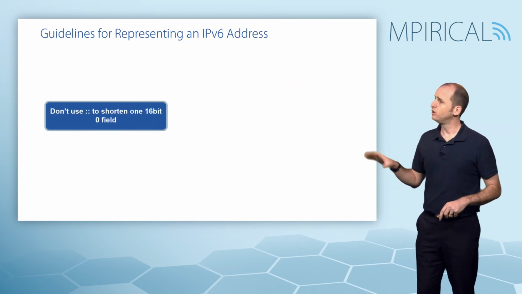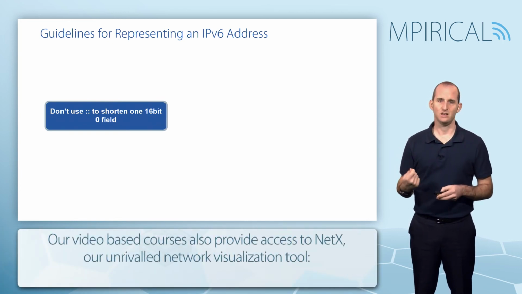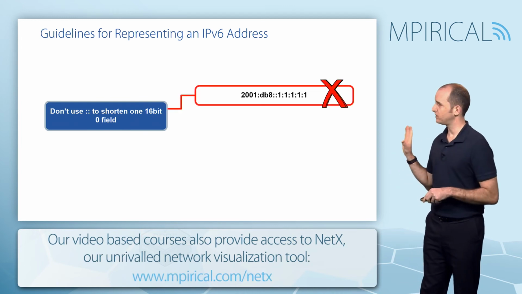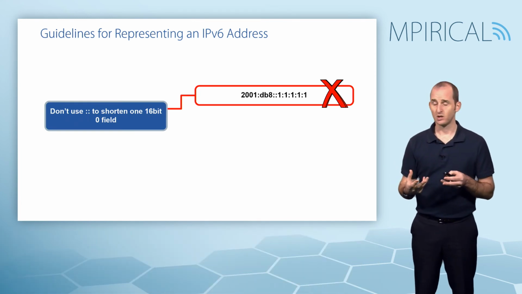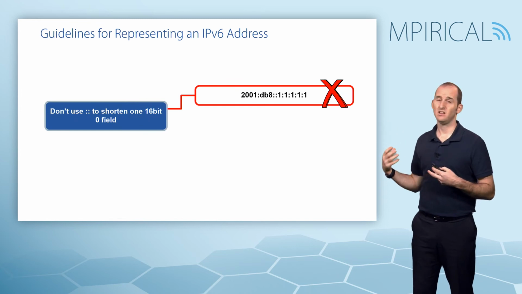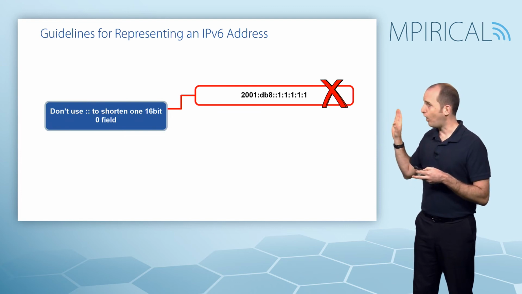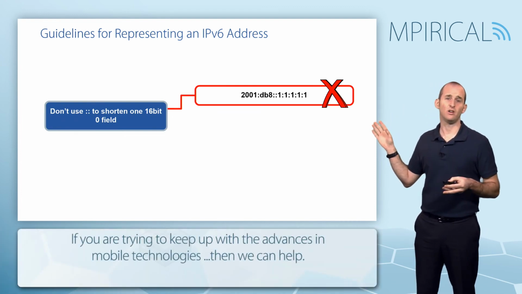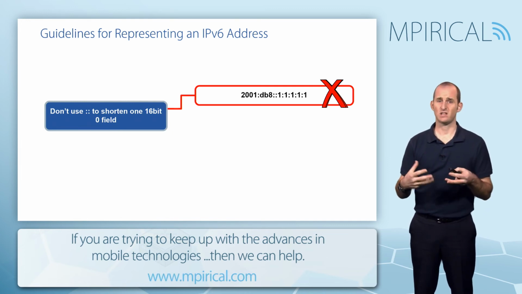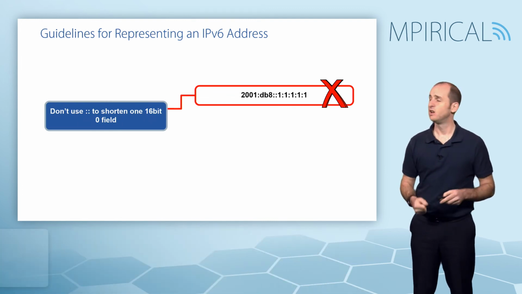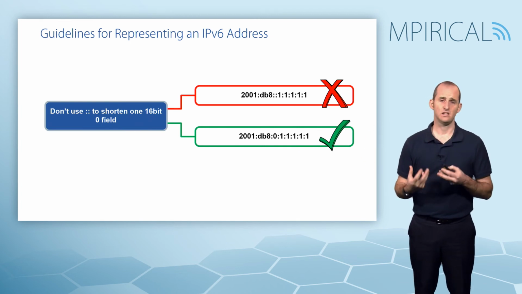Our next rule, don't use the double colon just to shorten one 16-bit 0 field. So again, as you can see from our address here, we've got a double colon actually used, but if you work it out, we can still see the 7 blocks that make up our overall address. So all we're ultimately doing by using this double colon is just shortening one block of consecutive zeros. And the IETF have said that there's very little point in doing this. So the alternative is to simply just use, in this case, leading 0 suppression.